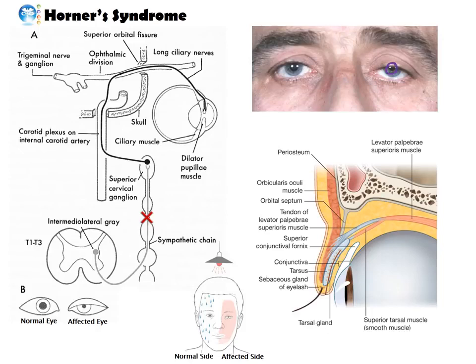Secondly, as you'll see on the next slide, the superior tarsal muscle is under sympathetic control, and it is responsible for holding the eyelid open subconsciously. Disruption of sympathetics to this smooth muscle causes the eyelid to droop on the affected side, called partial ptosis.